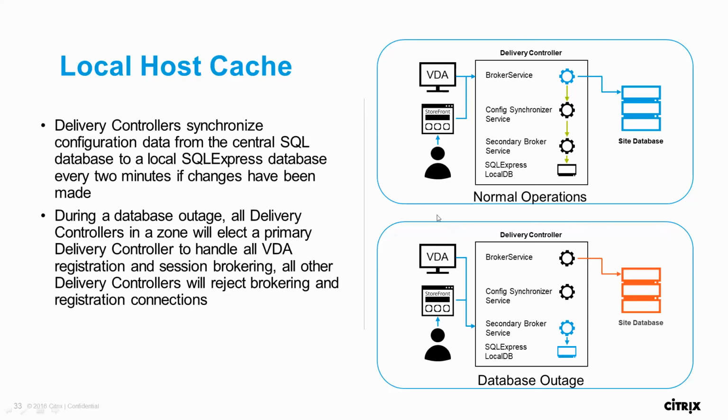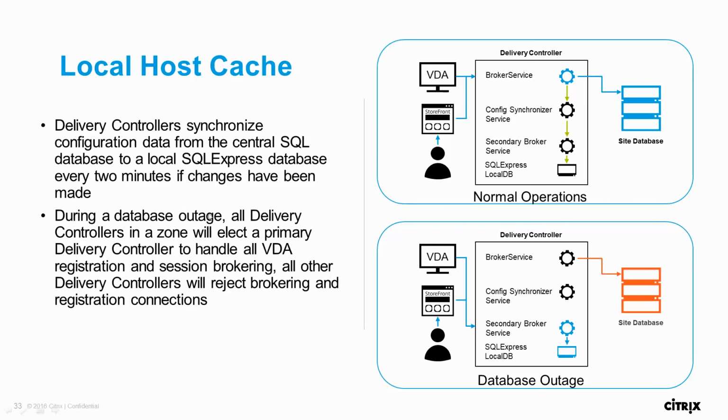How will the communication happen? The user connects to StoreFront and then connects to the machine. The session connects to the broker service, and the broker service connects to the site database. The broker service is nothing but the delivery controller service. Internally the broker service is connected to the config synchronization service, which connects to the secondary broker service and then to the SQL local database. So the user will not connect directly to the local database while the site database is available. Now, if the site database is unavailable.